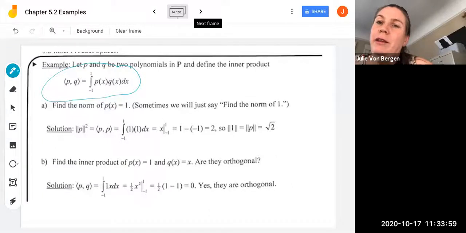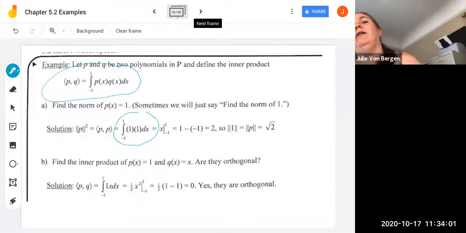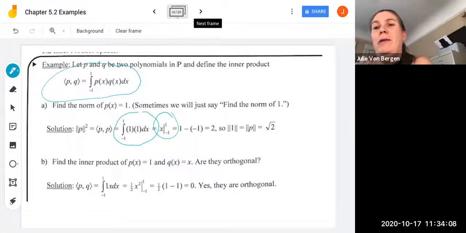And so that's going to be the integral from -1 to 1 of the product of 1 times 1. So that's just going to be x evaluated from -1 to 1. So that'll be a 2, because 1 minus -1 is 1 plus 1 is 2. So the norm here, that was the norm squared. So the norm is going to be the root of that. So the norm of this polynomial, the one polynomial, is root 2.